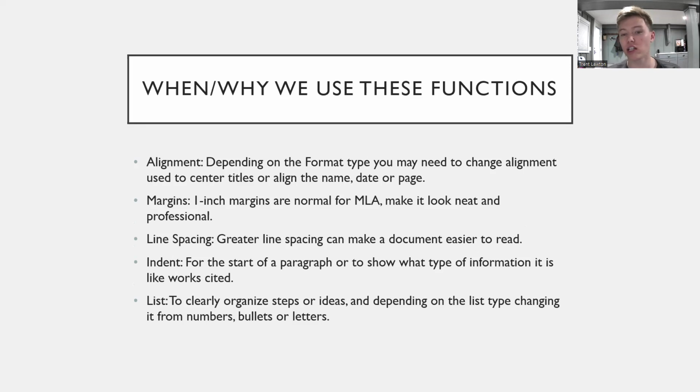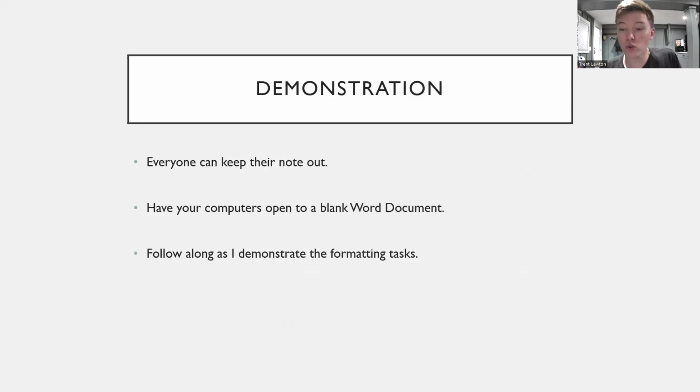Line spacing, greater line spacing makes the document easier to read. Maybe someone needs to correct your work, so you have a little bit of space for them to correct that work. And then indent for the start of the paragraph or to show what type of information it is, like works cited. You might have to have a hanging indent. So we'll learn what that is. And then list, to clearly organize steps or ideas, and depending on list types of changing it from numbers, bullets, or letters.